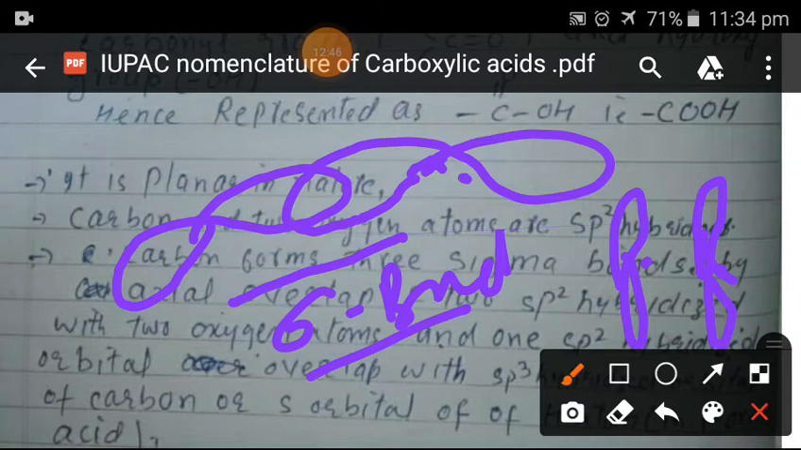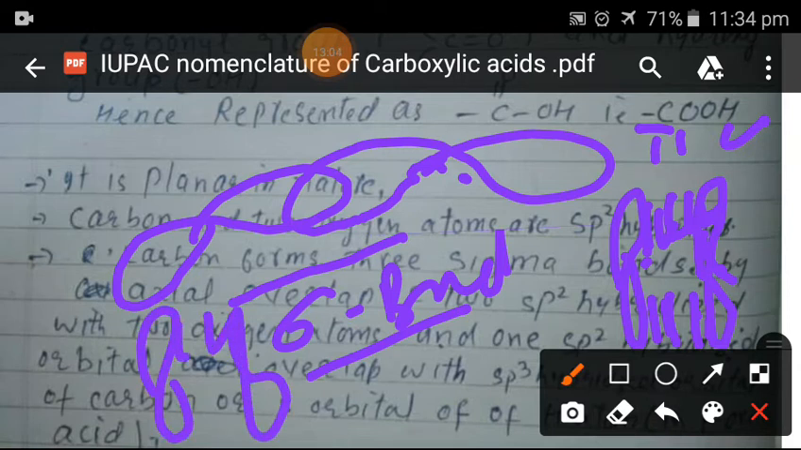So they will overlap sidewise. This is the formation of one pi bond. One pi bond is formed by sidewise overlapping above and below the plane. Accordingly, they will form the one pi bond. Similarly, when two pi bonds are formed, two orbitals will overlap above the plane and below the plane. So the pi bond is formed by sidewise overlapping.